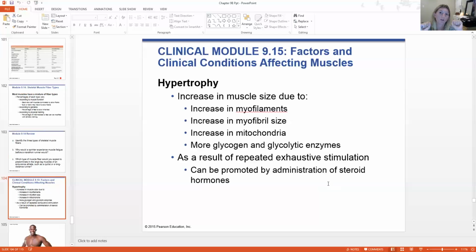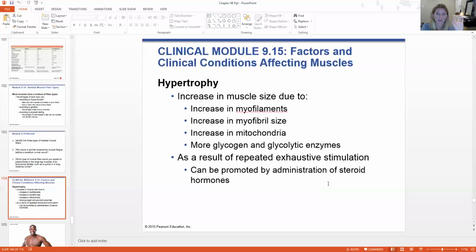You don't actually grow muscle fibers. Your muscle fibers are pretty much all you're going to have for the rest of your life. So when your muscles are growing, when you're exercising, when you're getting bulked up or whatever, it's really just all of these things that's happening.